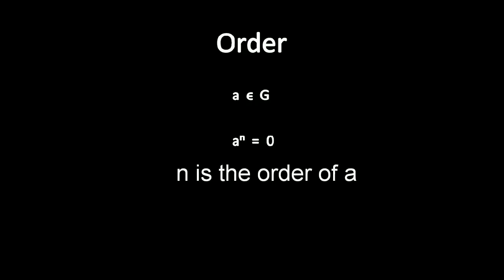Coming to the order of an element of a group. If a to the power n equals 0, and a belongs to the particular set or group G, then n is the order of a. It can be finite or infinite. Torsion-free groups are those groups where the identity element is the only one with finite order.